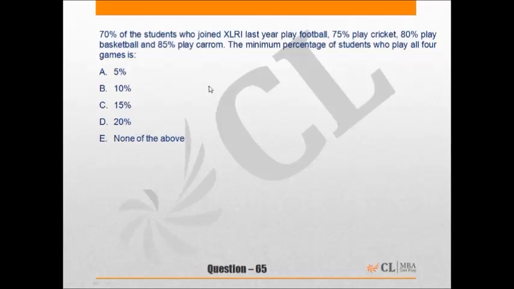We know that 70% of students in XAT play football, 75% play cricket, 80% play basketball, and 85% play carom. And we have to minimize the number of students who play all the four games. Let the number of students who play none of the games be x, exactly one game be y, exactly two games be z, exactly three games be a, and all the four games be b, and it has to be equal to 100%.